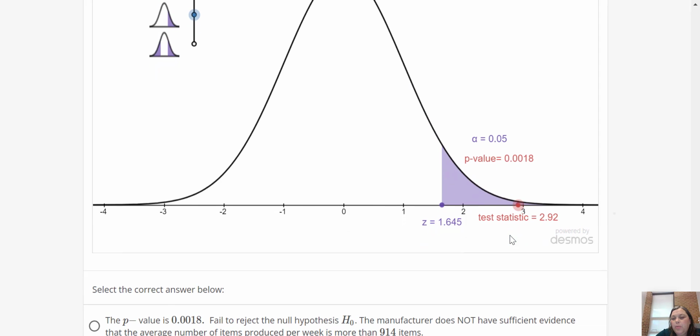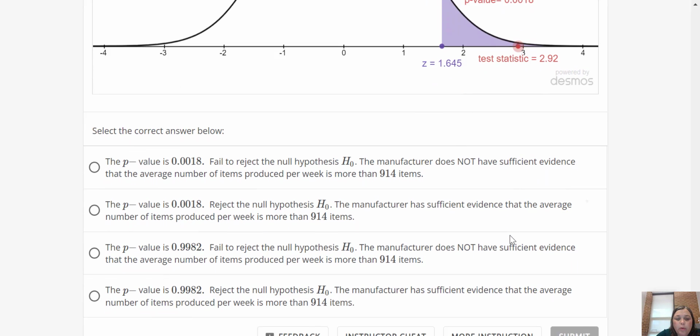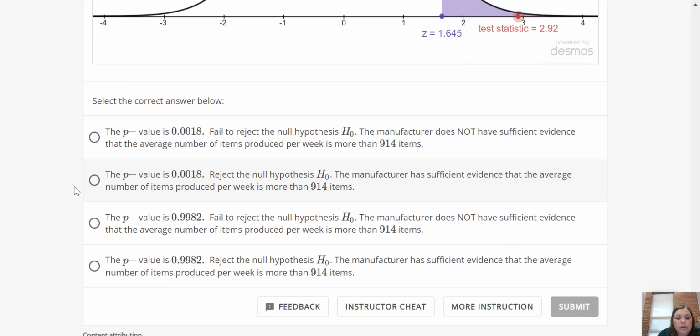P-value is 0.0018, which is less than 0.05, and when it's less, remember we reject the null. So we would choose this one. The p-value is 0.0018, so we reject the null, and that means the manufacturer has sufficient evidence that the average number of items produced per week is more than 914.